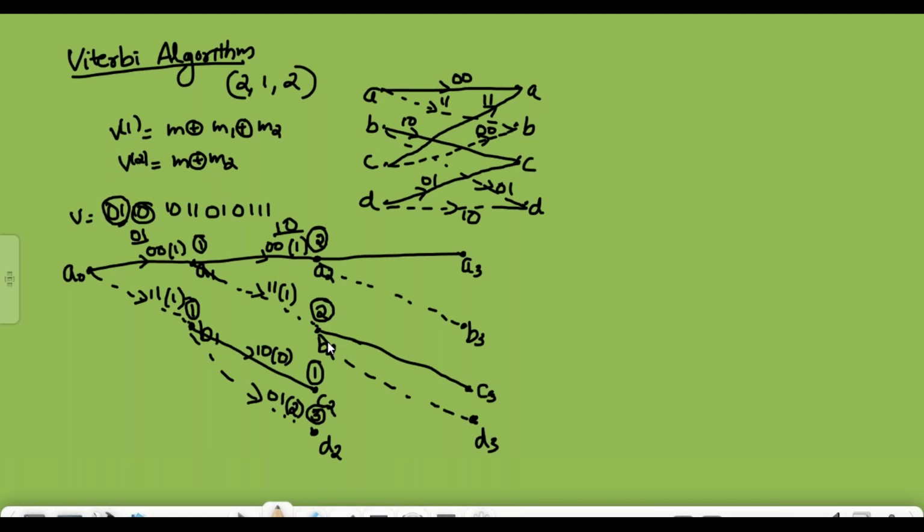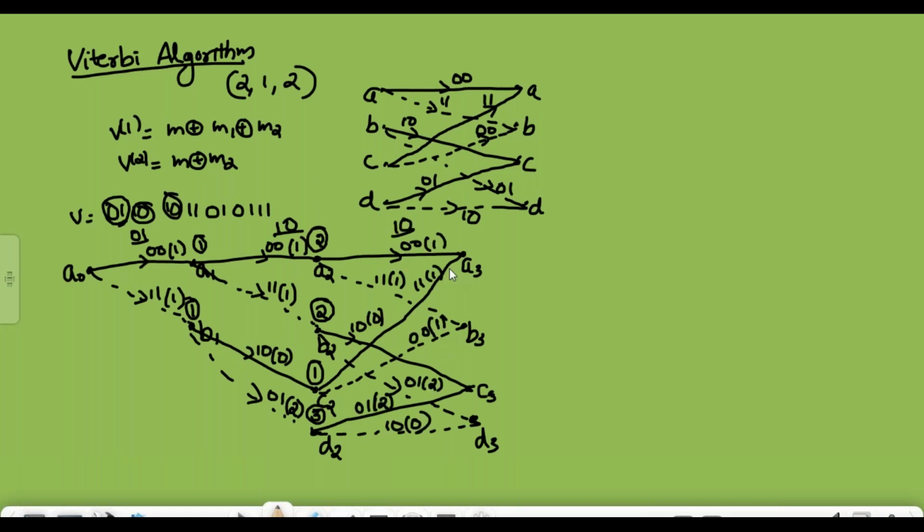Then from B to C3 it is 0 1 here, here 1 0, here it is 2. Then C2 3. 0 1 0 0 here, C2 B3. Therefore here is 0.